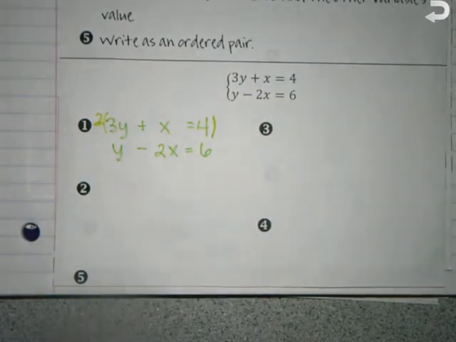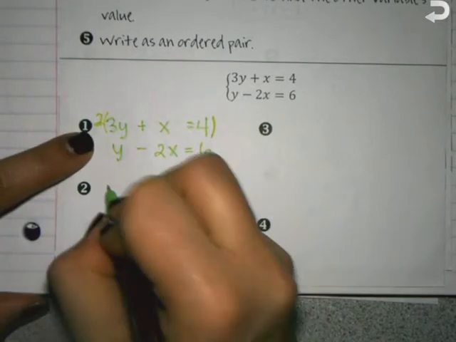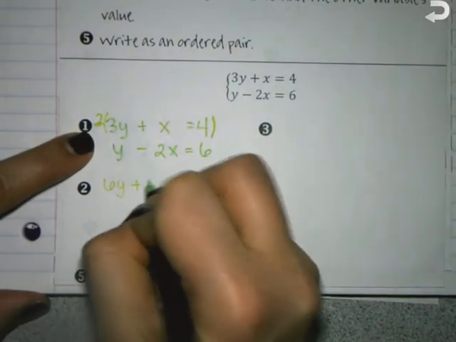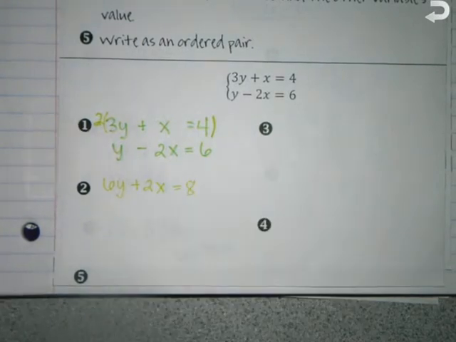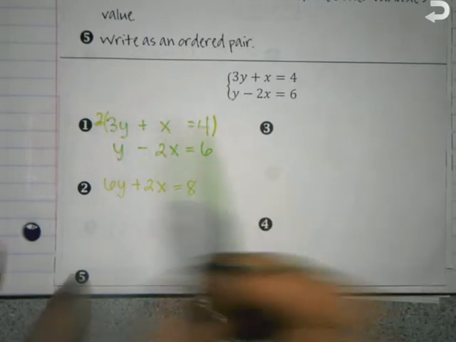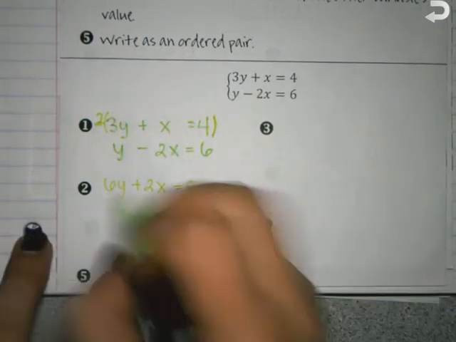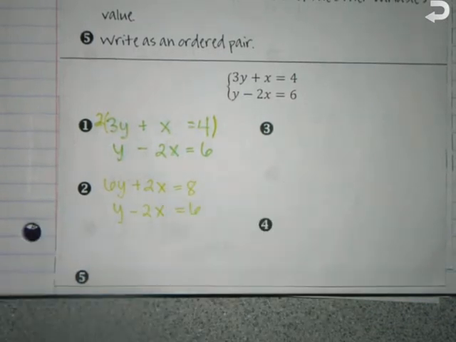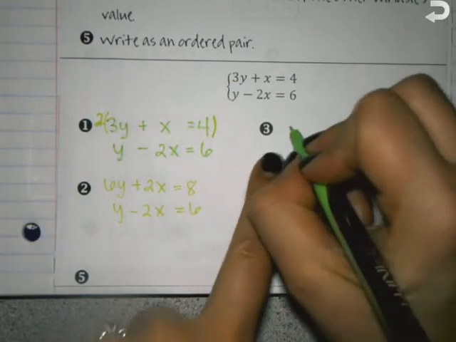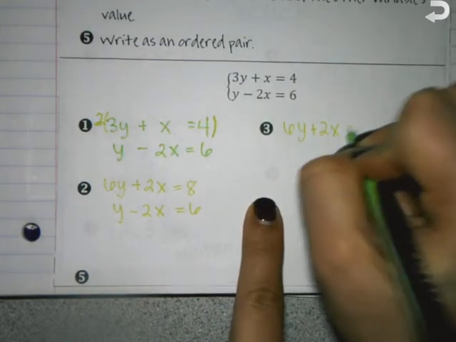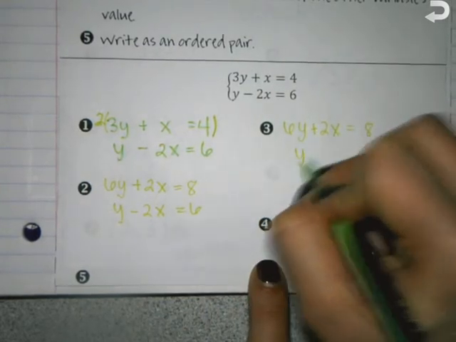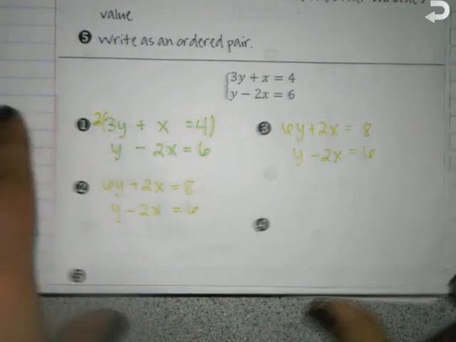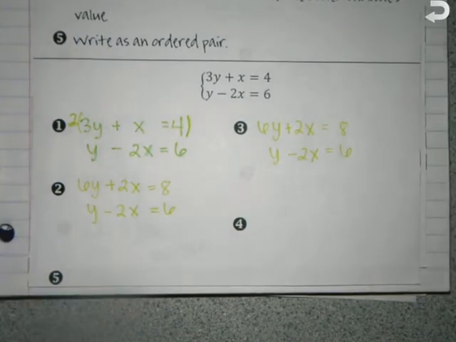So next to step 2, let's rewrite both equations. That's going to make this one 6y plus 2x equals 8. So please remember that you are multiplying the entire equation. Did we have to change this bottom one at all? No. So that's just going to be y minus 2x equals 6. Okay. I'm going to rewrite that in step 3. When you guys are doing your homework, you don't have to rewrite the equations this many times. I just want to make sure it all lines up with the steps.